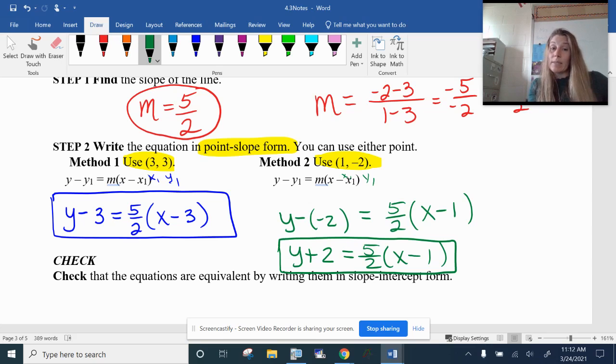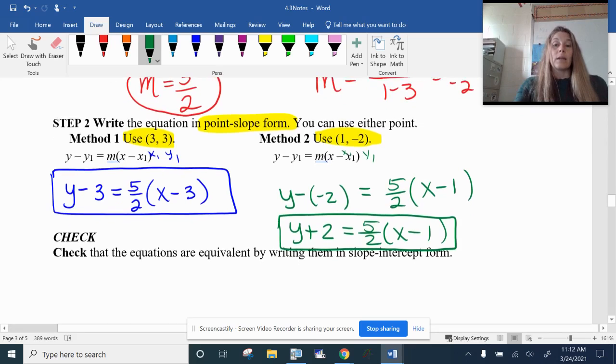They both have the same slope because the slope of the line will never change. It's the same constant slope throughout all of the points. But in this example, my x1 and my y1 were different than the other example. And that's because it's not restricted to a specific point on the line. Any point on the line is fine.